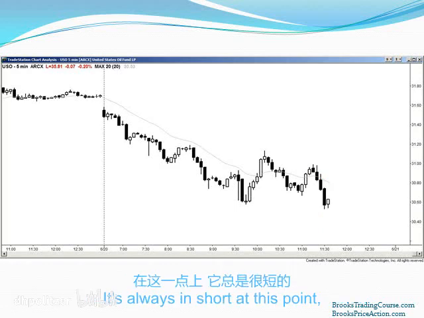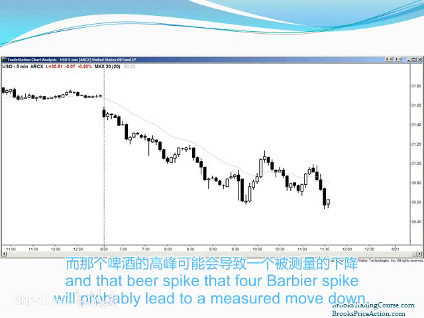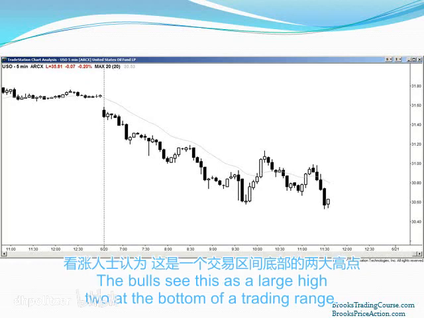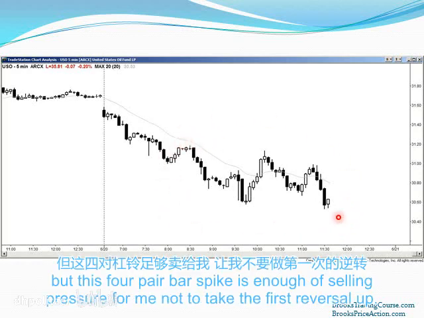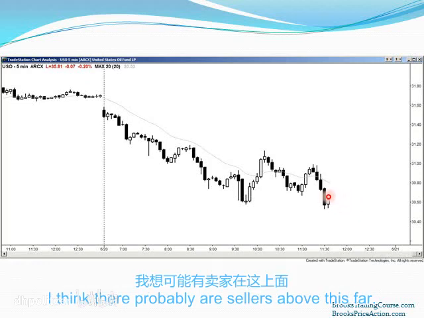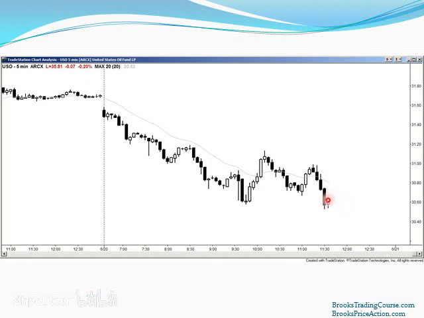To me, the market's always in short at this point, and that bear spike, that 4-bar bear spike, will probably lead to a measured move down. The bulls see this as a large high 2 at the bottom of a trading range. Yes, the market's in a trading range, and we're near the bottom, but this 4 bear bar spike is enough selling pressure for me not to take the first reversal up. I think there probably are sellers above this bar.